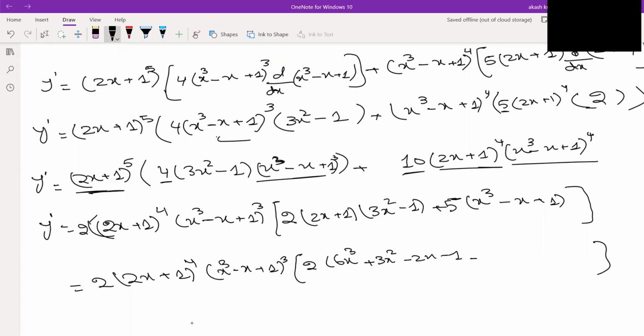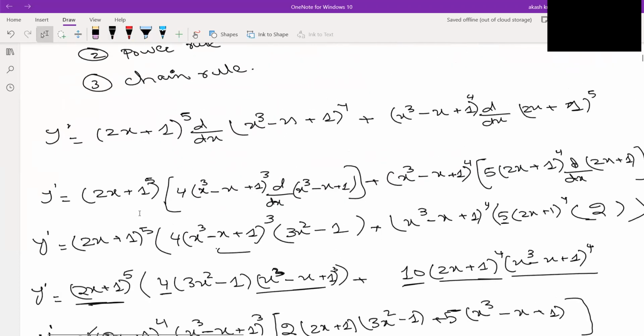Is it clear? Minus 5. It's clear, but it's confusing. Which part? So many steps. Yeah, this question is actually lengthy, but once you draw it yourself on your copy, then you will get an idea how to move further.